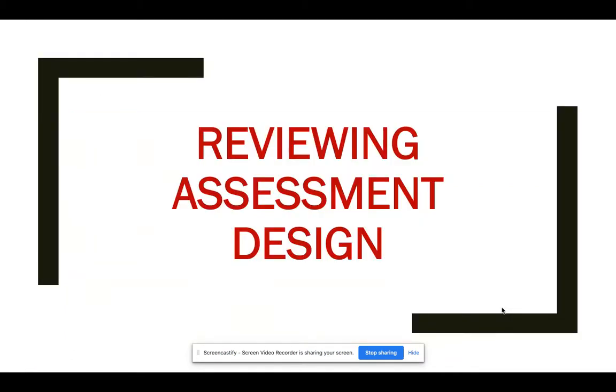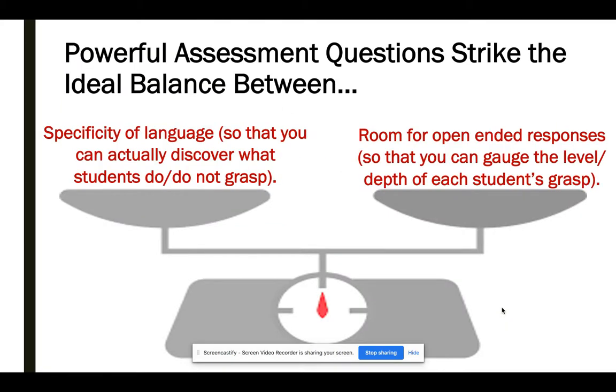Okay, so let's review assessment design. We're going to go over some of the things that we talked about last time. A powerfully balanced assessment question is going to strike the ideal balance between specificity and room. Specificity of your language so that you actually discover what students do and do not get. Your language has to be specific enough that you really get what you're looking for. But there should be room for open-ended responses so that you can gauge the level and depth of each student's grasp. This is really more for the short answer questions.